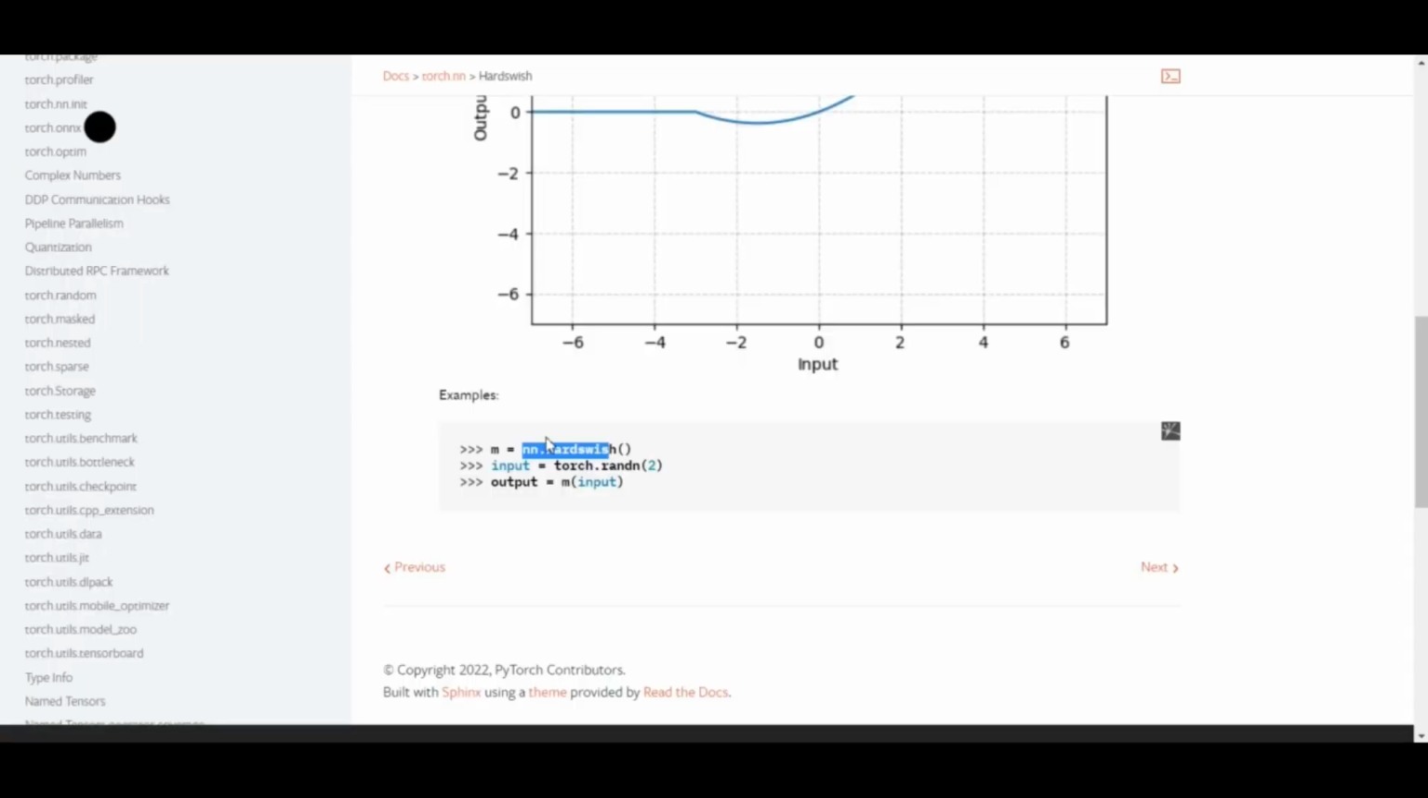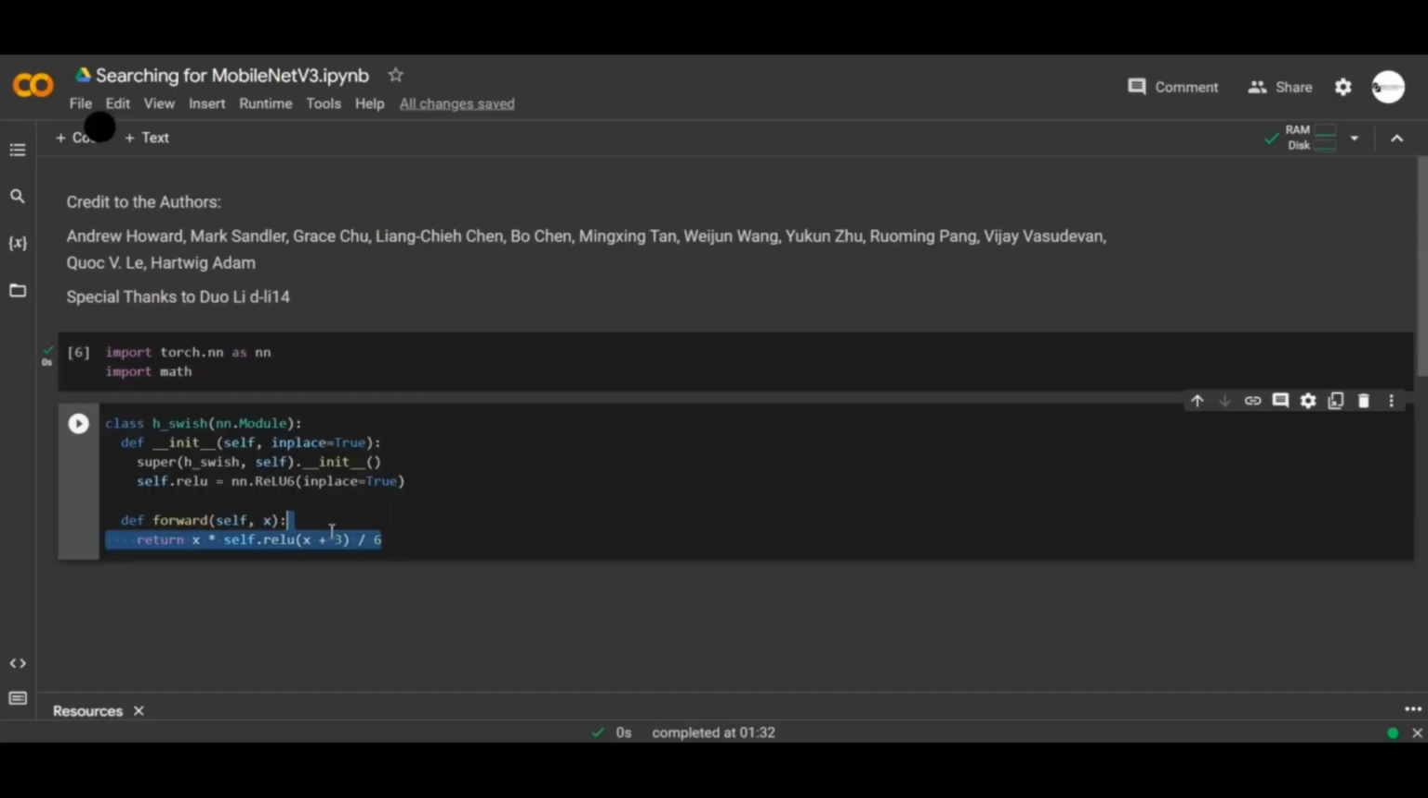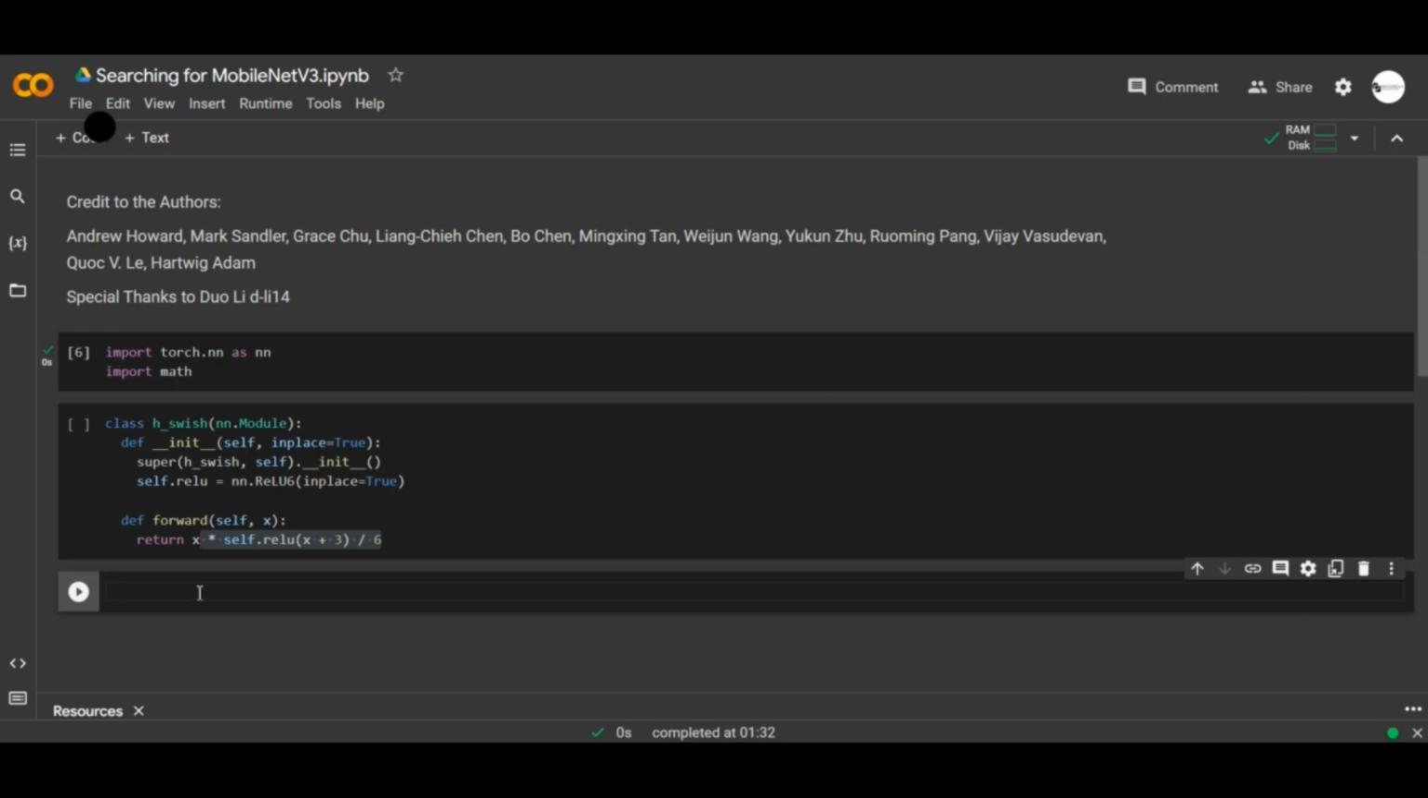Just for your information, you can always reuse these functions, as they are already given to you in PyTorch. So you can just do nn.Hardswish, and it's gonna work fine. Or if you want to build a hard sigmoid, you can do it this way. I'm just writing them like this so that you don't forget how they are implemented as we try to replicate them from the paper.